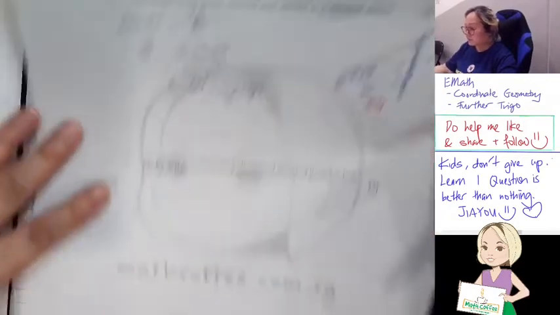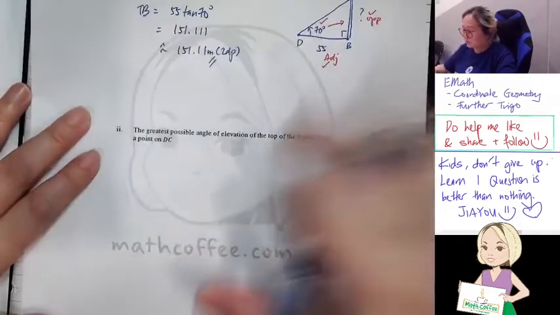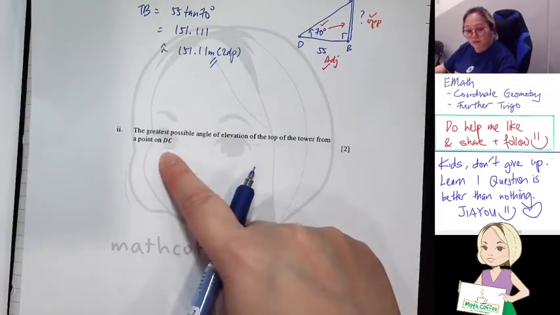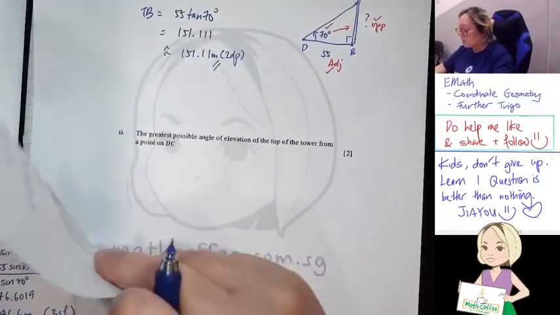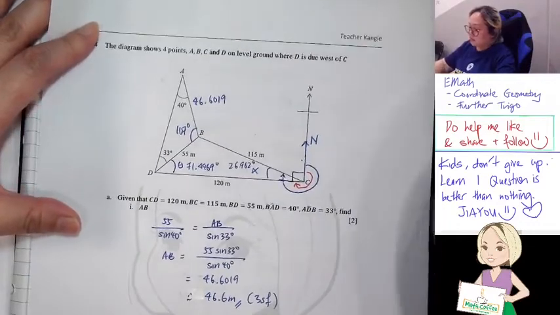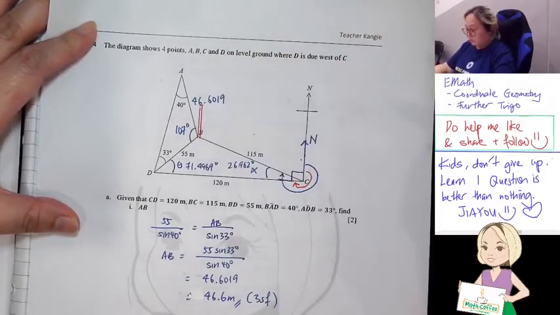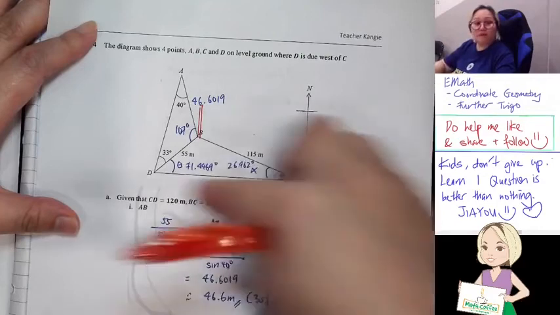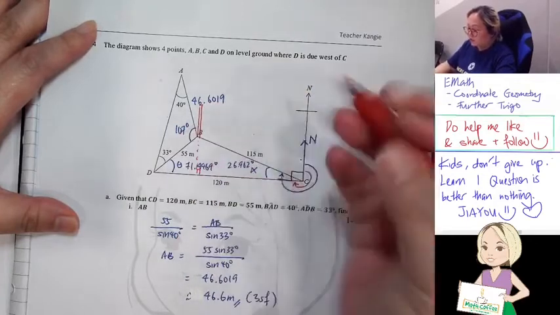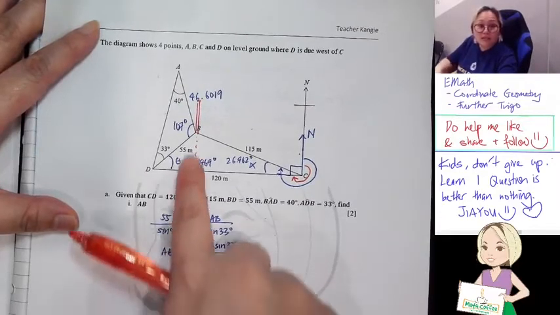Next, you see they ask the same thing. The greatest possible angle of elevation of the top of the tower from a point on BC. So this time round, let's take a look at the diagram. Come back to here. Okay, I'm going to draw. Again, they're asking you, when you're walking around this CD, what's the greatest angle of elevation? Again, they're asking for the shortest distance. And again, I'm going to mark this as X.